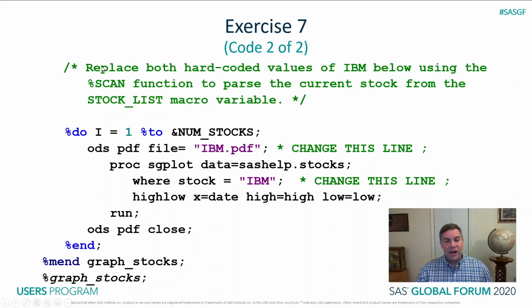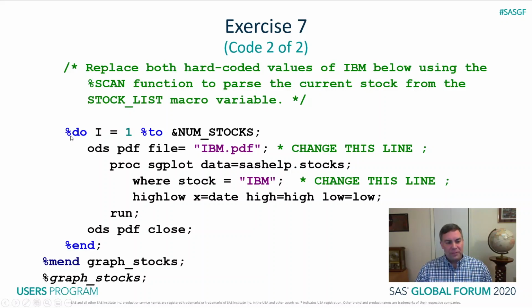Now your task for exercise 7 is to fix up this code to replace the hard-coded values where it says IBM, using the %scan function to get the current stock from the stock list macro variable. What we want is for this do loop to plot one time for every value of stock that was in our data set, but without us having to specifically refer to those values. I don't want to tell SAS, first plot the IBM stock, then plot the Intel stock, then plot the Microsoft stock, because what if later I get a new data set and it has a different stock in it? I'd have to change my code, and I don't want to do that. I want to write dynamic code that's driven by the data.